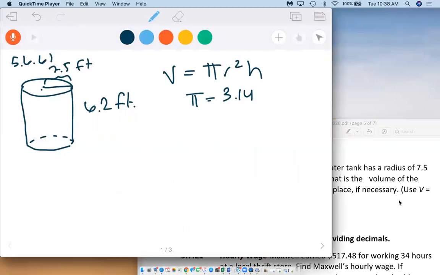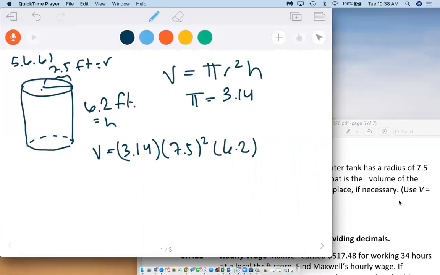It even tells you that. There you go. All right, so we're given, this is our height, this is our radius. So all we need to do is plug those numbers in, right? So volume equals 3.14 times the radius, which is 7.5 squared, and then the height is 6.2. Right? Everybody with me so far? All I did was plug in: that's pi, r squared, and that's h.